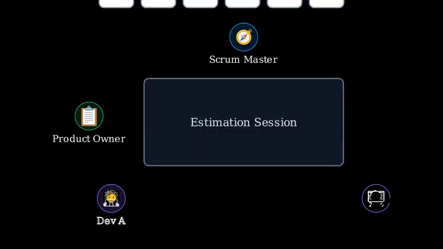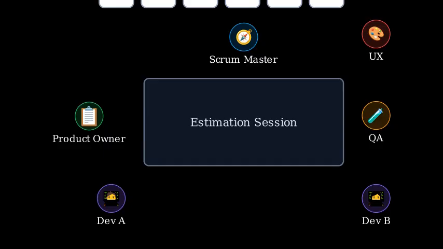Who participates? Typically, the Scrum Master facilitates, the product owner explains the story, and the delivery team estimates. That includes developers, QA, and UX or design. The goal is shared understanding and a consistent estimate.